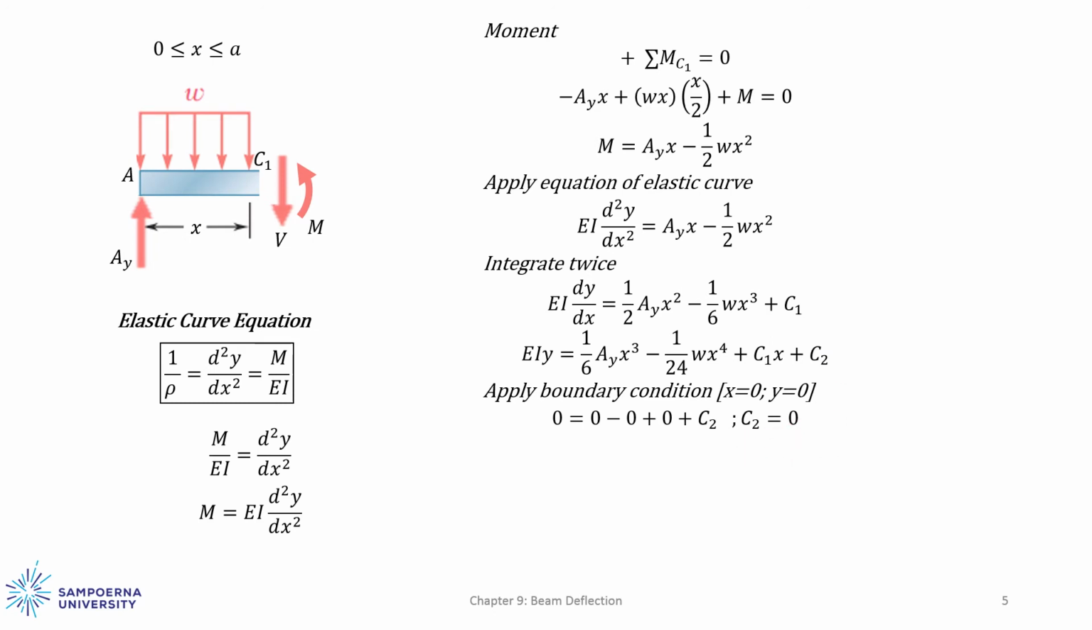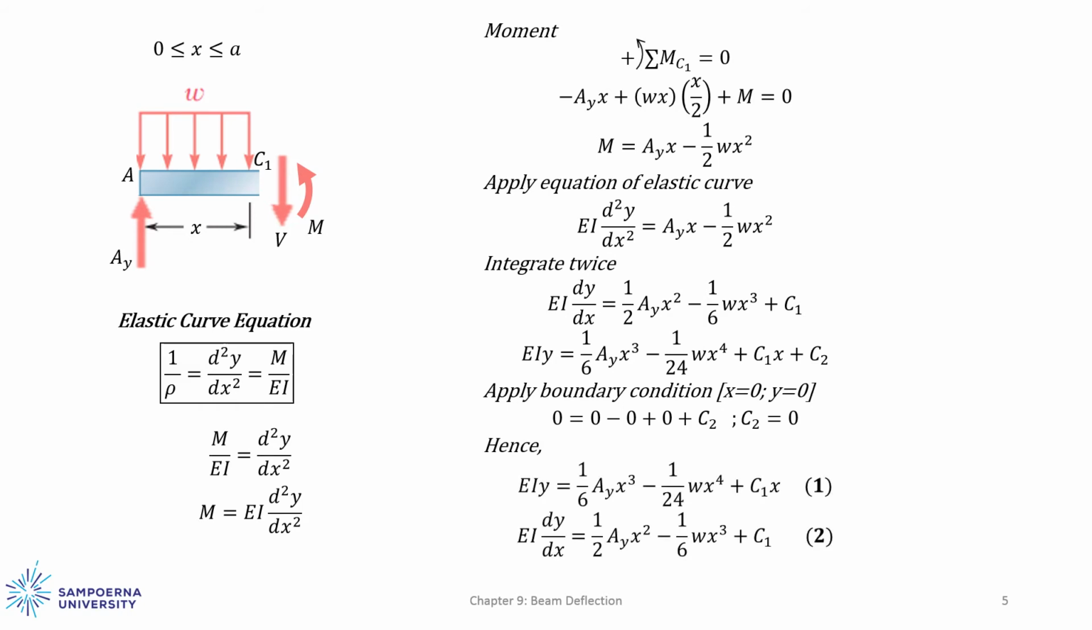So now, we have the elastic curve equation. We call it equation 1 and equation 2. Here, we still have one unknown, which is C1, but we need one more equation to be able to solve the unknown. So let's move to the next section.